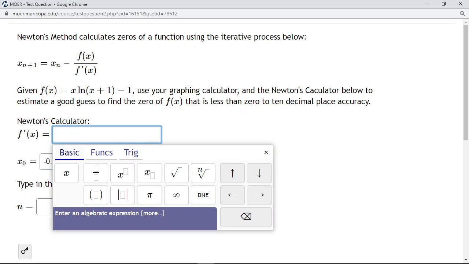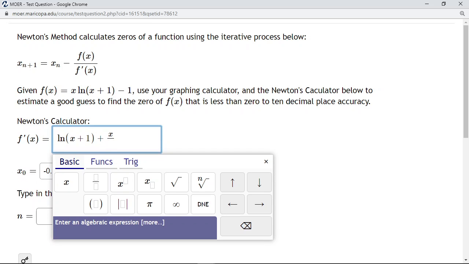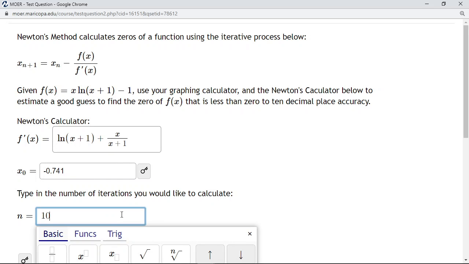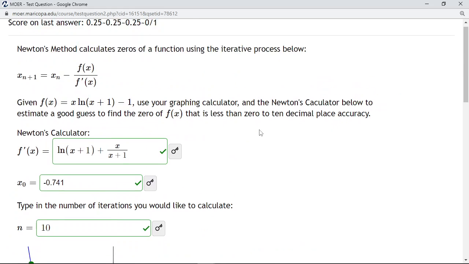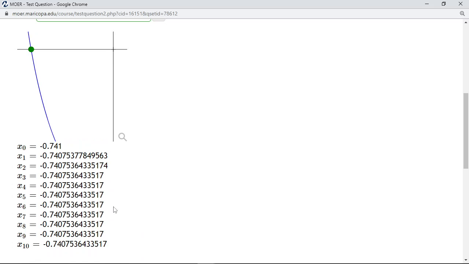And so now we need to do our derivative. So what would the derivative be? Well, product rule. Derivative of x would be 1, leave the natural log alone, plus leave the x alone. Derivative of natural log is 1 over the stuff. We have our guess. Let's do, I don't know, 10 iterations. And now if I hit submit, we're going to see we actually zeroed in on our value, but we have way more decimal places of accuracy because we had a good guess.